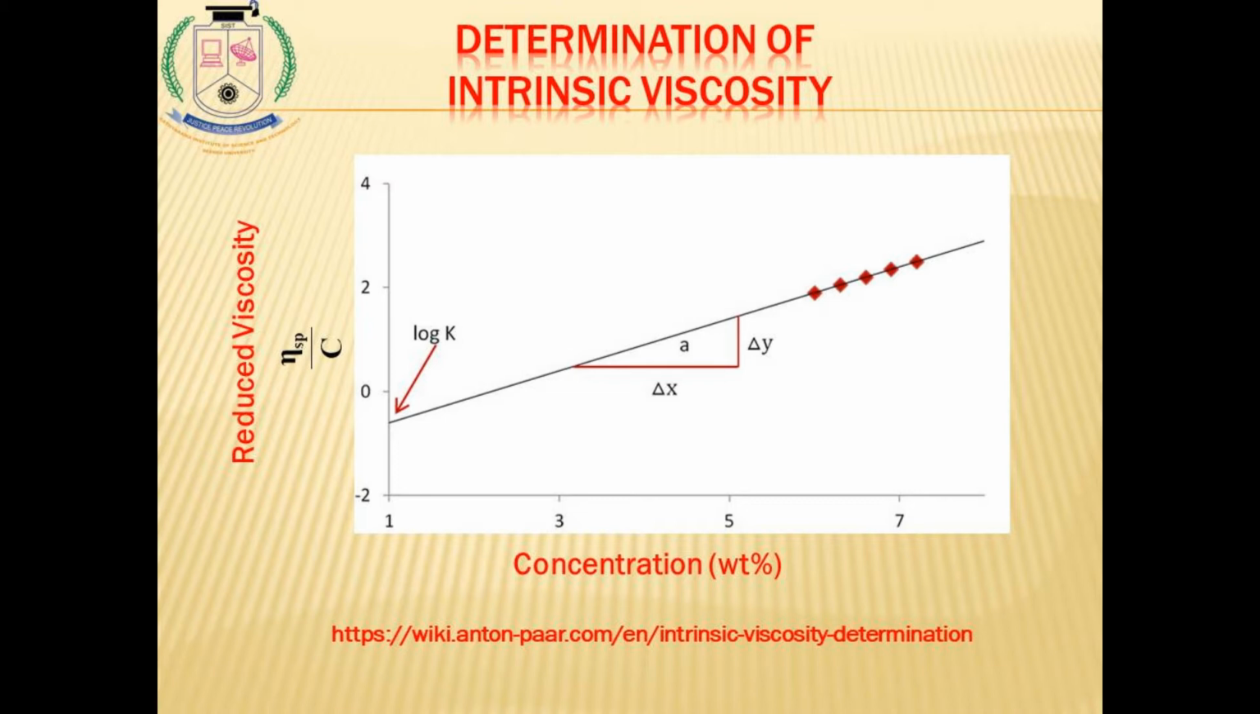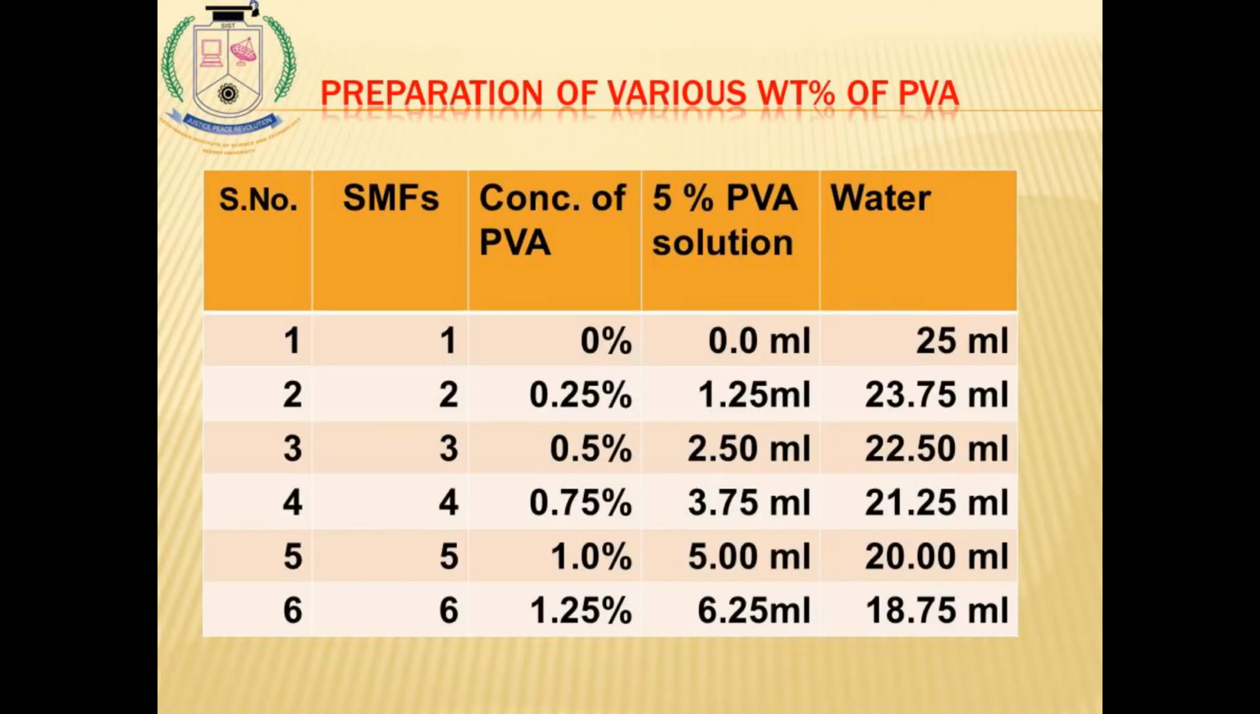What is reduced viscosity in this case? We are having 3 viscosities: reduced, intrinsic, and one more, the relative. Okay, let us see what those are maybe in the next slide. Prior to that, let us discuss the preparation of various weight percentages of polyvinyl alcohol, how we are making them.